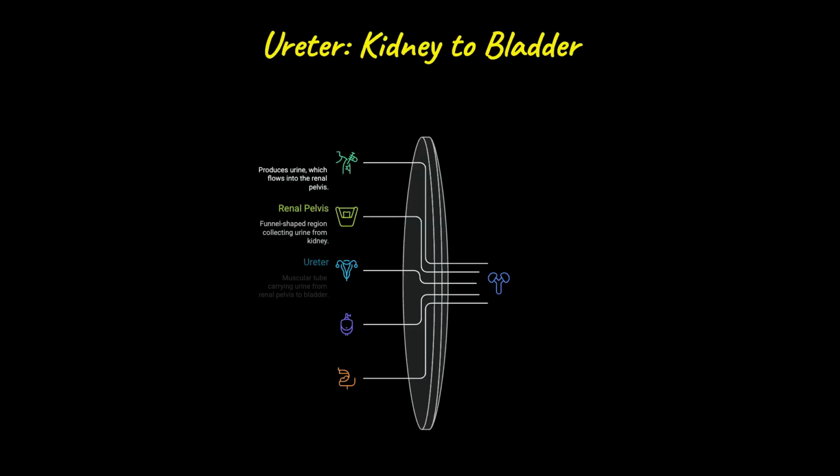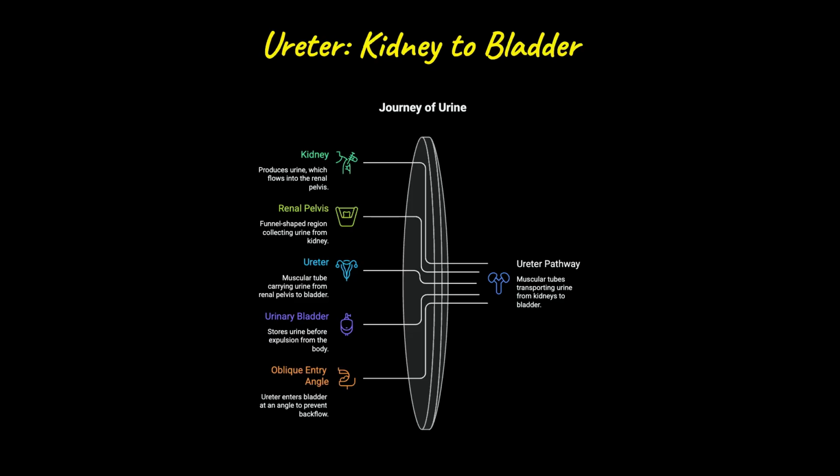Each kidney drains into a funnel-shaped renal pelvis, which feeds into its own ureter, so there are two ureters in total. Each ureter is a muscular tube roughly 10 to 12 inches long that descends behind the peritoneum and enters the bladder at an oblique angle, which acts as a one-way valve to prevent urine from refluxing back toward the kidney. The ureter has three defining features worth remembering.